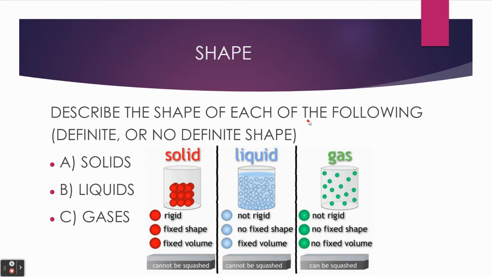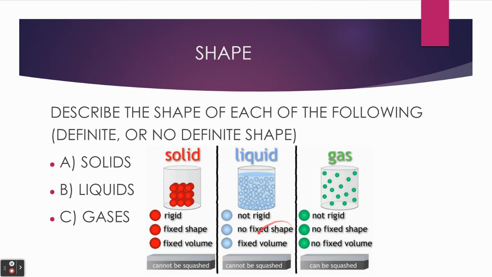In terms of shape, it's the same idea. So solids, their shape will stay the same regardless of what container you put them in, unless you force them in some way and break them up. But in reality, they're not going to do that on their own. So their shape is a fixed or definite shape. Liquids, on the other hand, it's a little bit different. They can take up the shape of their container. So if I put it in a heart-shaped container or a beaker, they'll take up the shape of the container they're in. So they don't really have a definite shape.